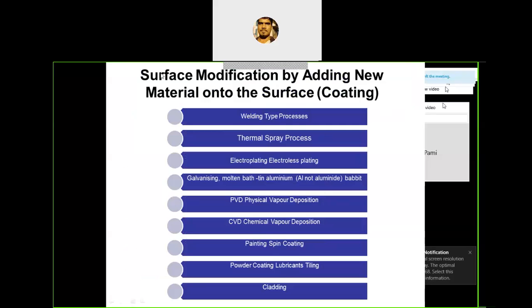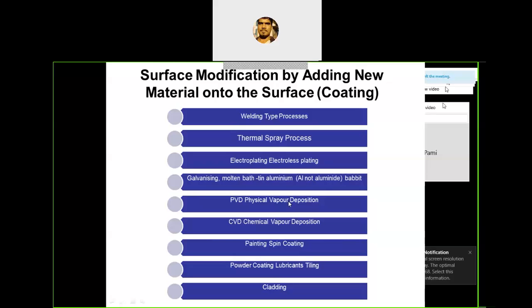And coating, so this is the last category of surface modification, that is coating. The coating may be welding type, thermal spraying, just like painting, electroplating, electrolysis, galvanizing, or PVD, physical vapor deposition, CVD, chemical vapor deposition, painting, powder coating, and cladding. So these are different examples or processes used for coating purposes, just to change the surface. That is modifying or changing the surface, which is called surface engineering.